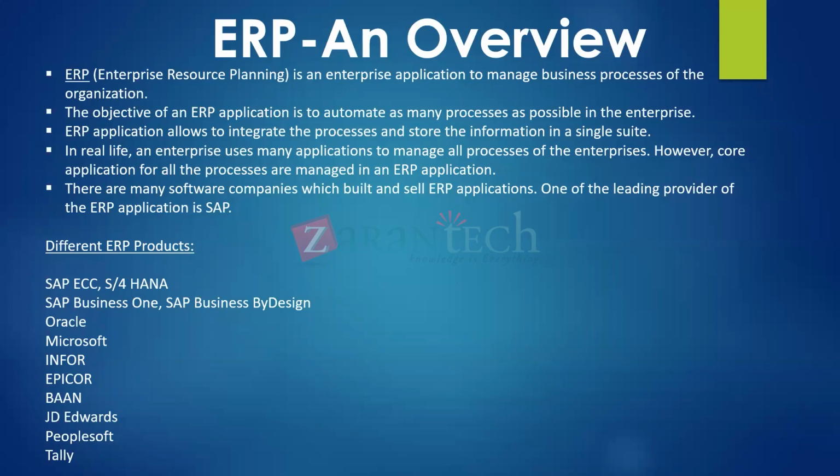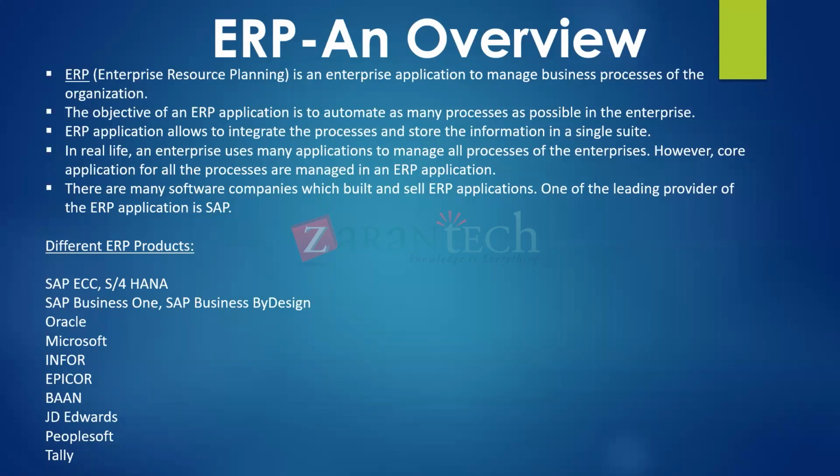There are several software products available in the market, as I have outlined here. The top one is SAP ECC, or the latest version, S4HANA. And from the SAP family, we have Business One and Business ByDesign. These are mainly used by small and medium scale industries. SAP ECC and S4HANA are used by large scale industries.